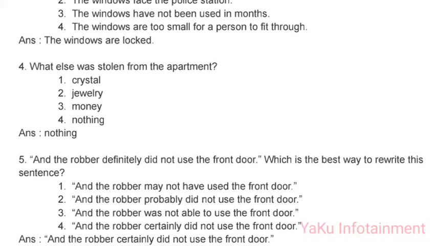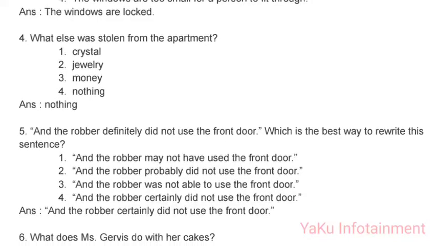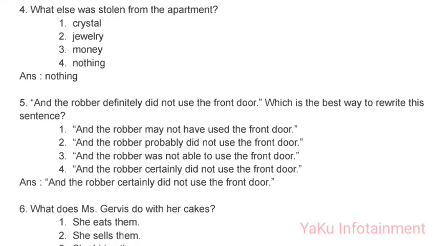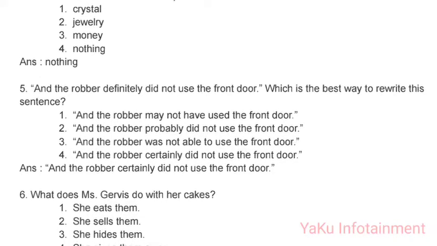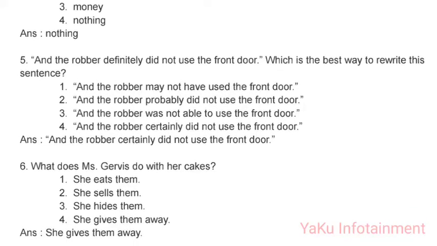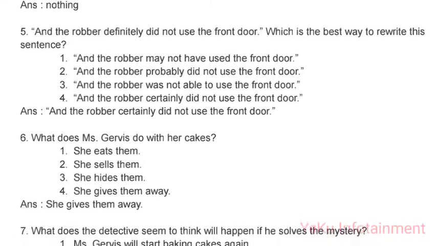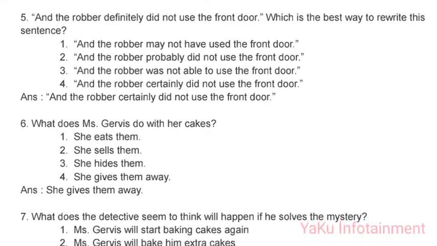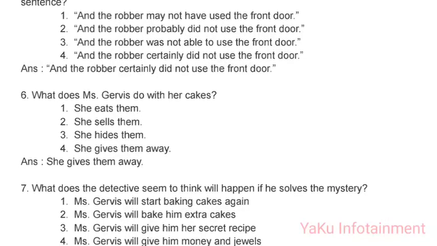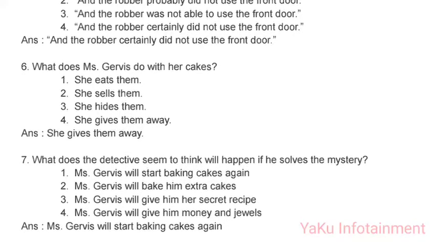4. What else was stolen from the apartment? Answer. Nothing. 5. And the robber definitely did not use the front door. Which is the best way to rewrite this sentence? Answer. And the robber certainly did not use the front door. 6. What does Ms. Gervis do with her cakes? Answer. She gives them away. 7. What does the detective seem to think will happen if he solves the mystery? Answer. Ms. Gervis will start baking cakes again.